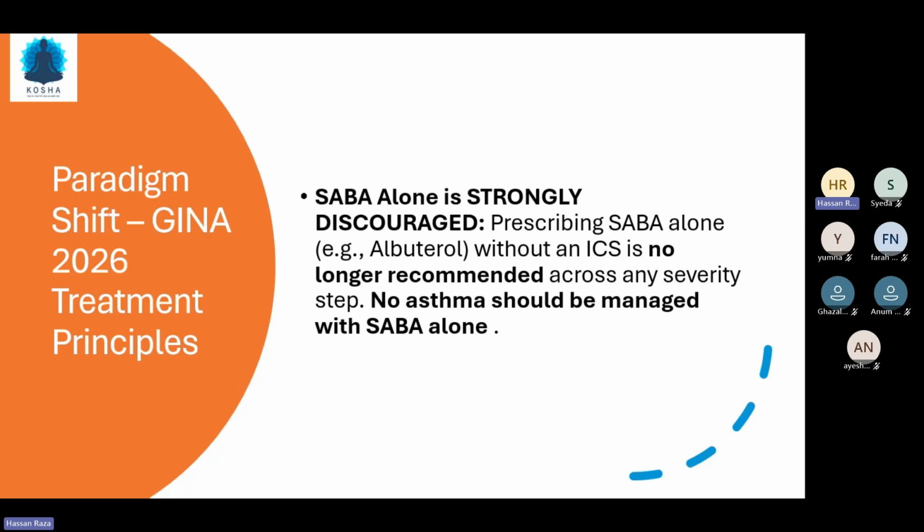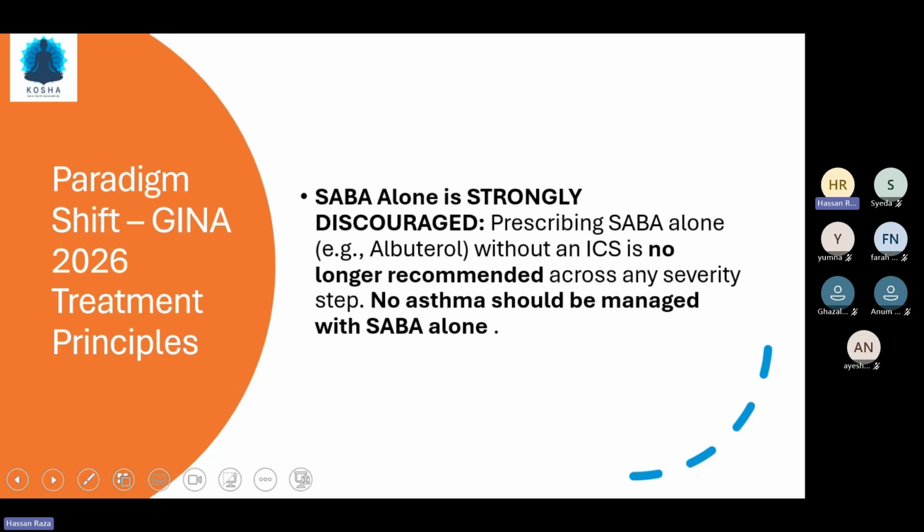Now, what's the difference between the GINA 2026 guidelines and the previous guidelines? Basically, in previous guidelines, if a patient had mild asthma, they recommended the use of short-acting beta-2 agonists like salbutamol, like albuterol. However, now GINA guidelines do not recommend the use of SABA alone in any case, especially in asthma.